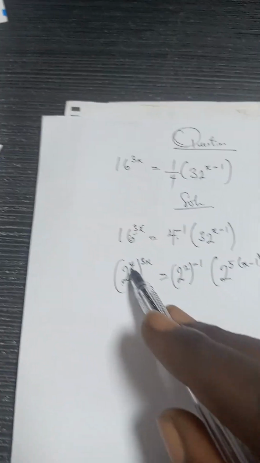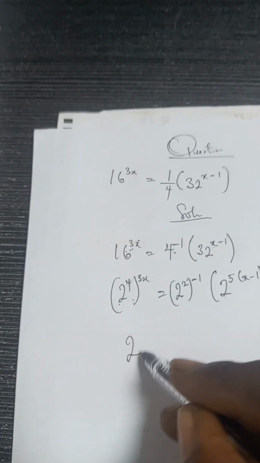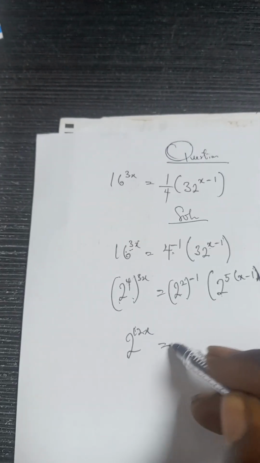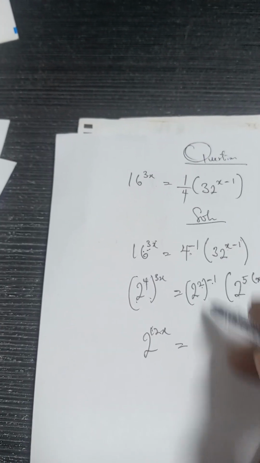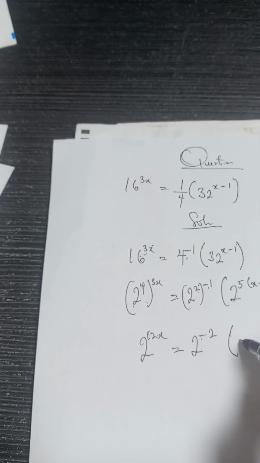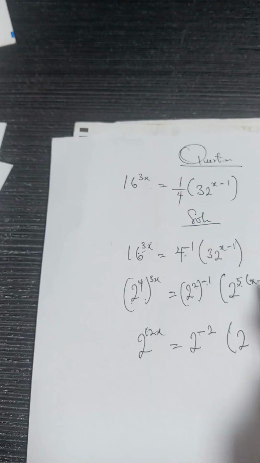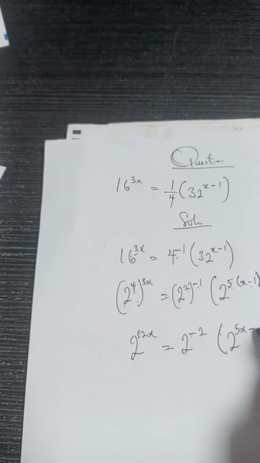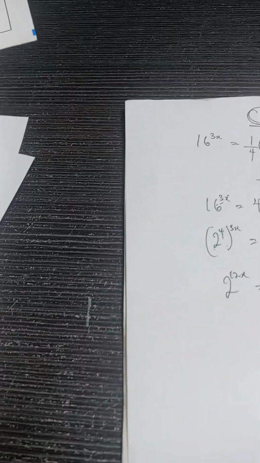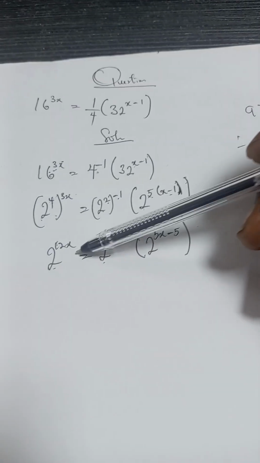Now, following this law, 4 times 3 gives us 2 raised power 12x. 2 times minus 1 gives us 2 raised power minus 2 into bracket. Now, use this 5 to open this bracket. We have 2 raised power 5x minus 5 close bracket. We are getting there. Now, another thing: 2, 2, 2. The bases are all the same now.